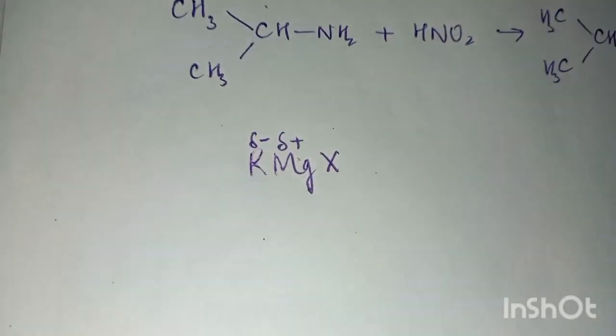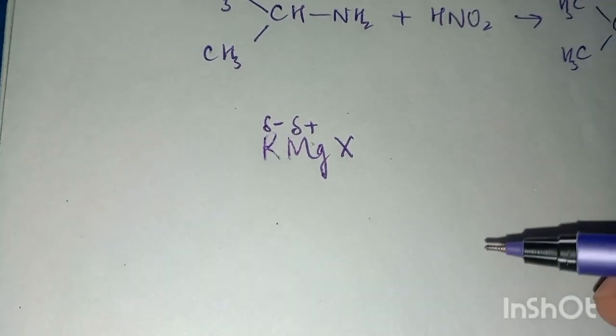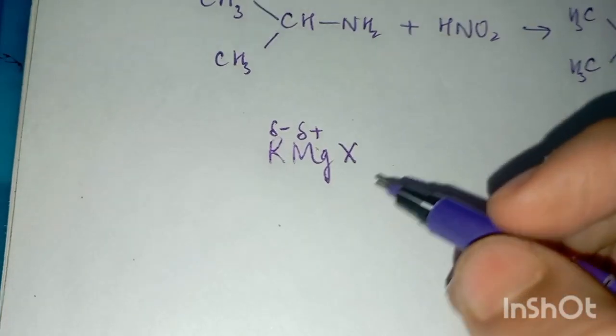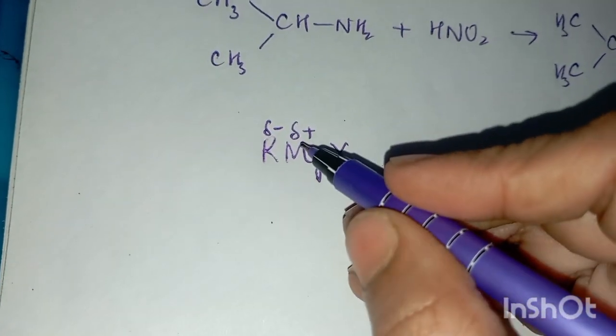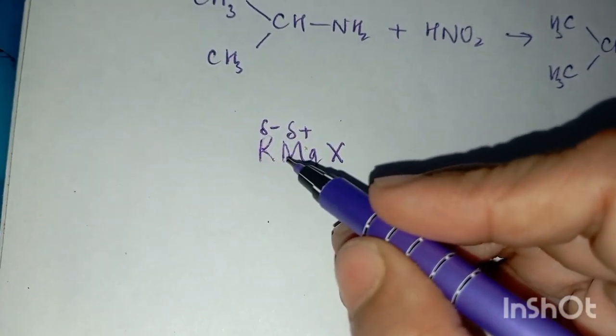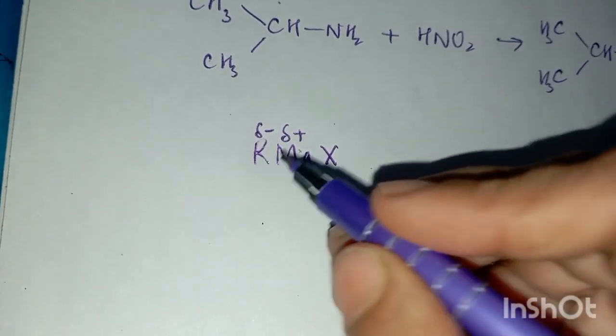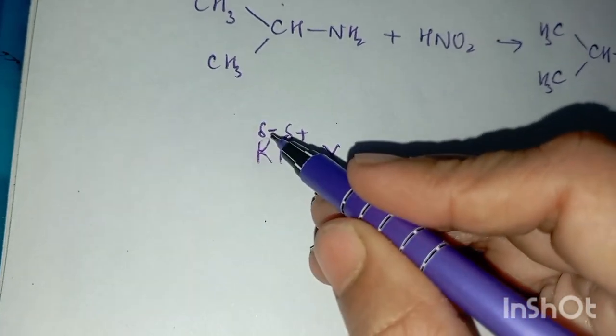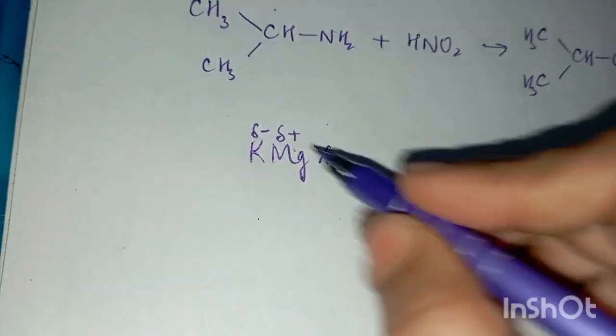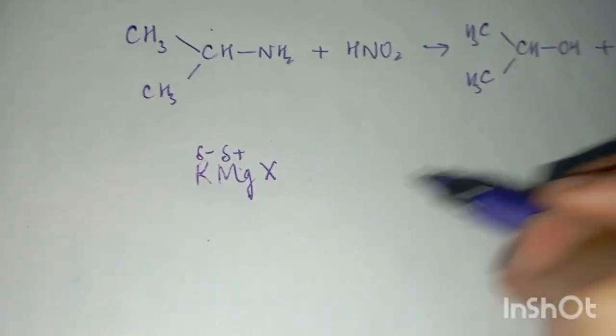So now what is Grignard reagent? Grignard reagent is RMgX. Now magnesium is a highly electropositive element, so there is a charge separation in this compound. The alkyl carbon will gain a slight negative charge and magnesium will gain a slight positive charge. This is a polar compound.